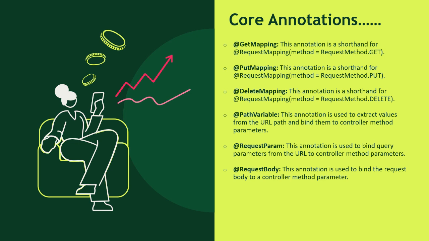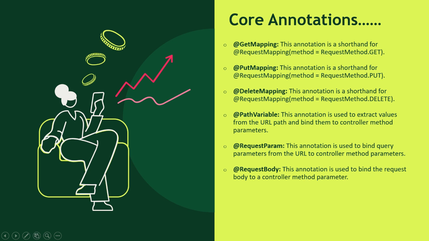So there are different other mappings. If you see for GET, this is for retrieving the method. So it is a shortened method. This is the syntax where, on top of that particular method, we will be writing this, @RequestMapping with the request method, and then we'll be defining the method, right?